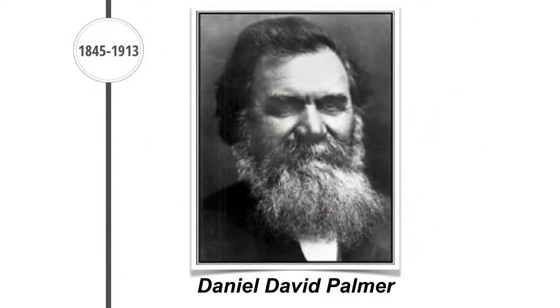Daniel David Palmer, aka D.D. Palmer, was born on March 7, 1845, and died on October 20, 1913. His birthplace was Port Perry, Ontario, Canada. However, this is debated, which we discuss in the history course in more detail. We know he died in Los Angeles, California, and the cause of death was reported as typhoid fever. His cremated remains are currently located at the Palmer College of Chiropractic in Davenport, Iowa.